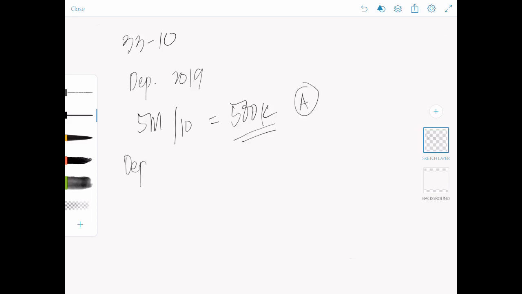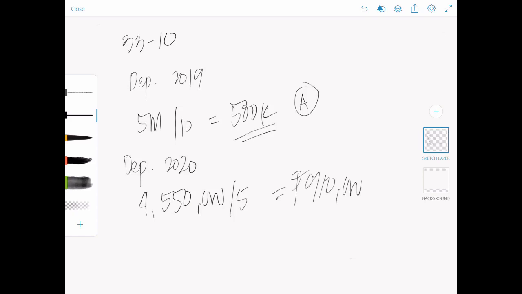The next question is depreciation for 2020. For our depreciation for 2020, we use the sound value of our equipment, because it has been revalued on December 31. So the new sound value is 4,550,000. Since the remaining useful life is 5 years, we just divide this by 5 and we get the new depreciation of 910,000. So that's it. The answer is letter A.